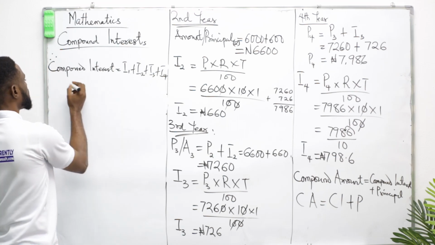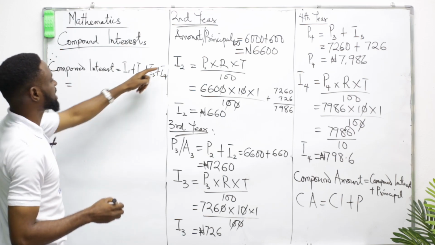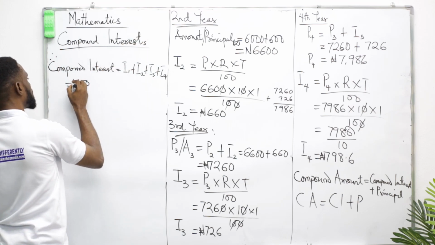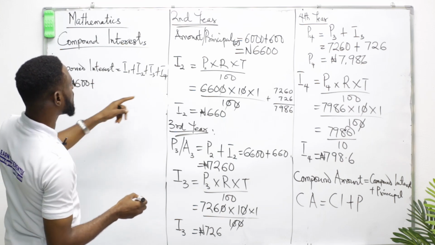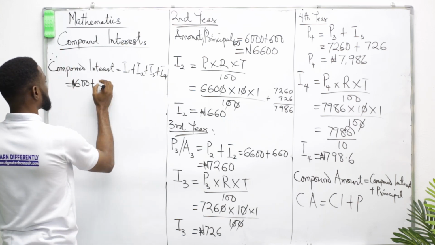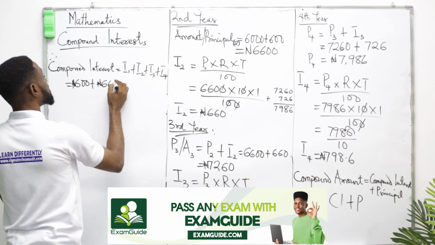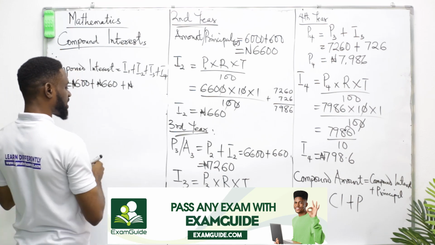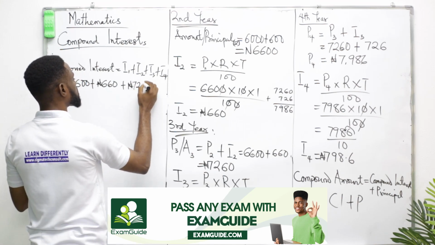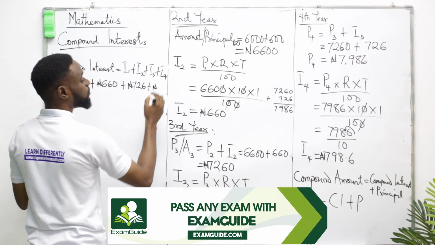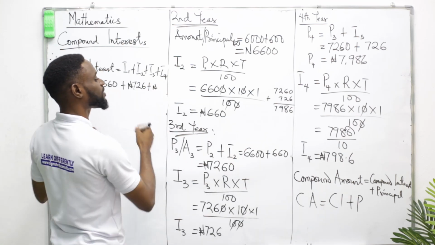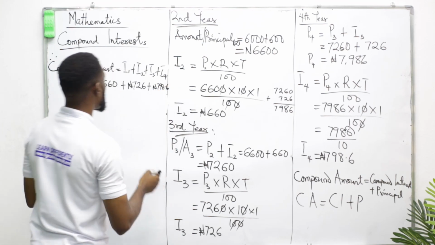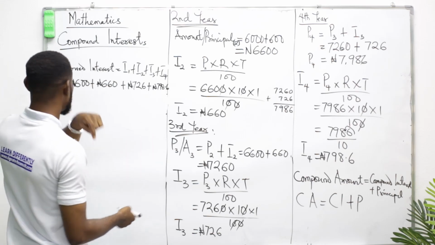What I have here now is the interest of the 4 years. Interest for year 1, we got 600 naira, plus interest for year 2, 660 naira, plus interest for year 3, 726 naira, plus interest for year 4, 798.6. So when we add this together, it gives us the compound interest.